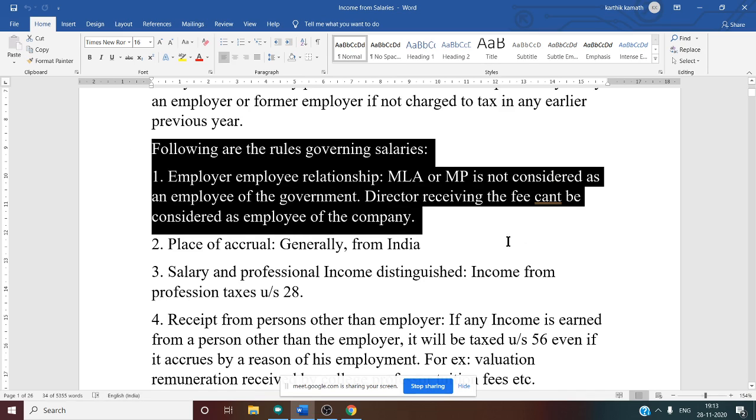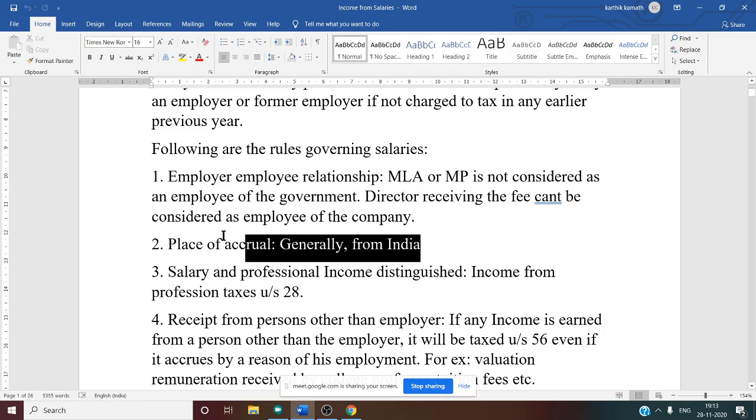Similarly, a director receiving fees cannot be considered an employee of the company. So any remuneration paid to the director doesn't come under the head salary. Then place of accrual, where it is arising. That is generally from India.